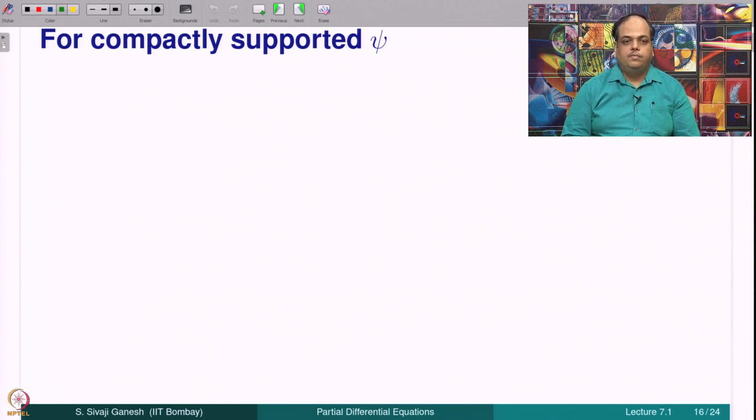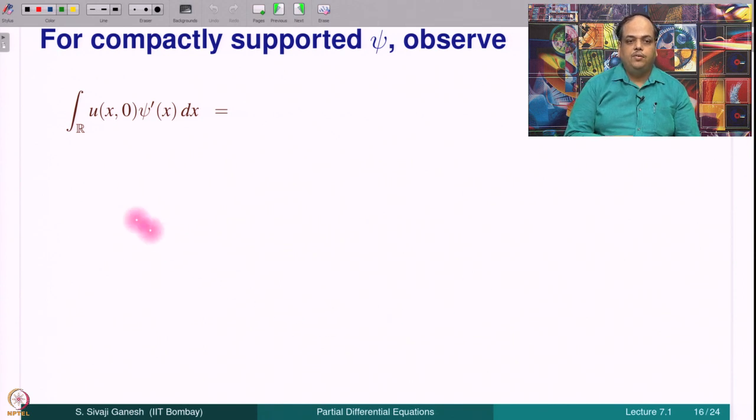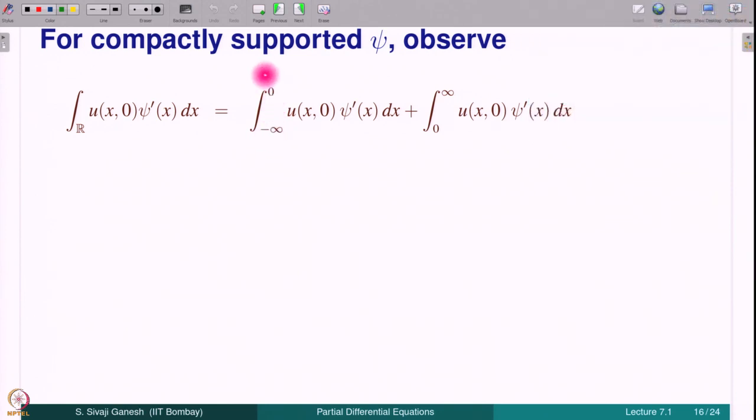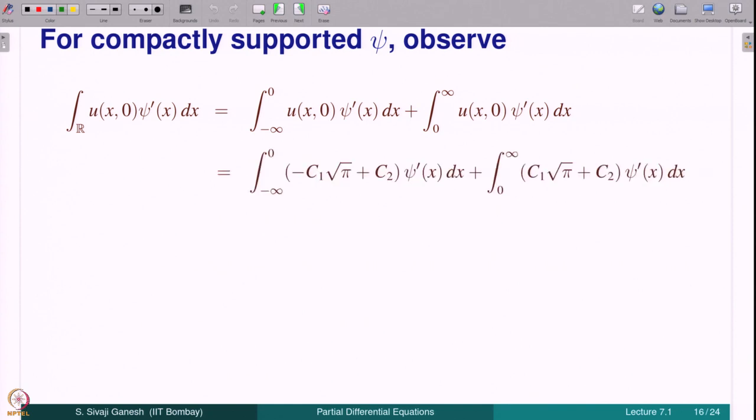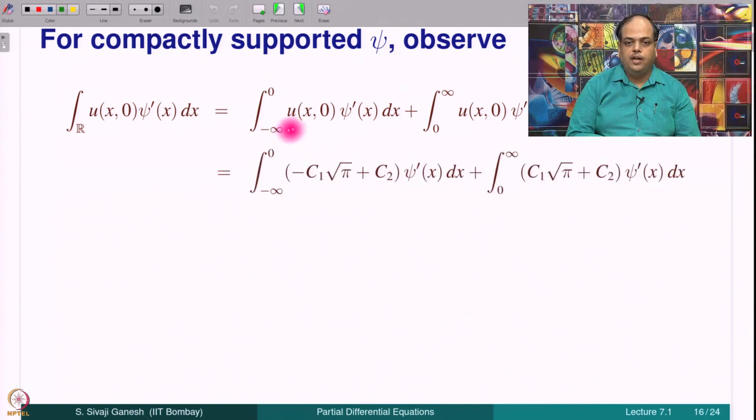Let us observe this. For a compactly supported function psi, look at the integral of u of x, 0 times psi dash of x. Of course, this integral can be split into minus infinity to 0 plus 0 to infinity. I have not done anything; the integration domain is split into two domains. I am going to substitute the value of u of x, 0. For x negative, we have u of x, 0 this. For x positive, u of x, 0 is this.